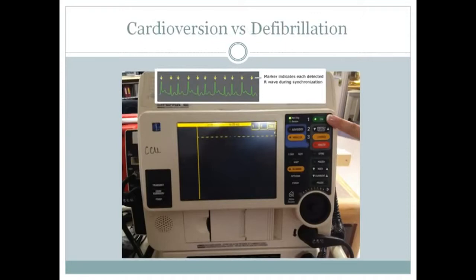So this is the machine, get familiar with it. You have the sync button. After your sync button, you select your current. This one over here is the one for shocking. This one is for pacing. This one is for shocking. You select your energy, and you charge and you shock.